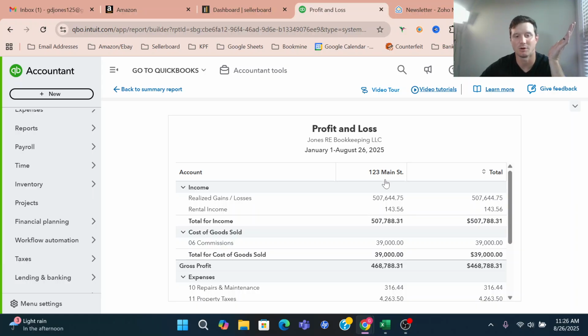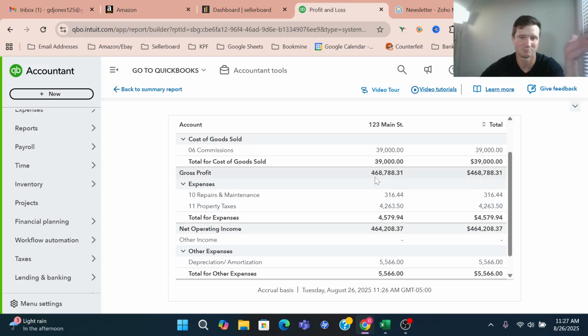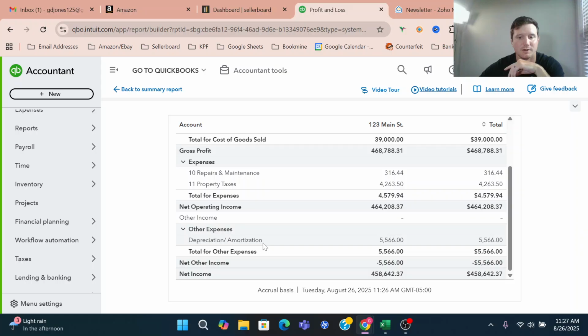in our property alone. We've realized $507,644, rental income $143, which we should have got a lot more, but this was what was prorated to us when we purchased it. So that's all that we put in there. Just showing from the time you purchase it to the time you sell it again. Commissions, 39,000. Repairs, there was a little bit of repairs in there. Property taxes, and the depreciation of it and what it depreciated over time.